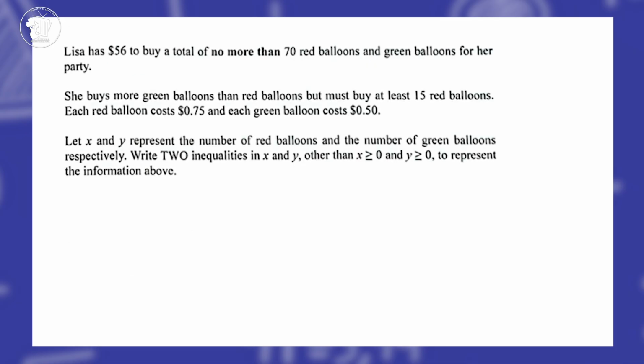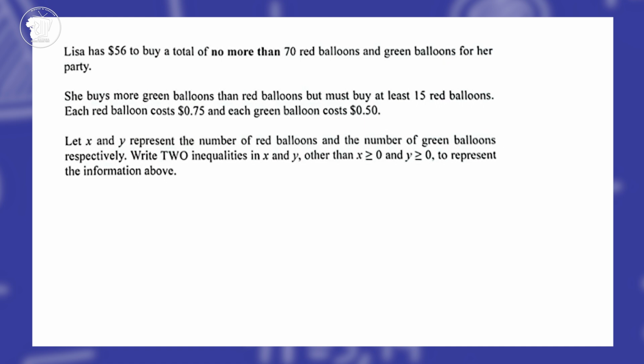So the next question says, Lisa has $56 to buy a total of no more than 70 red balloons and green balloons for her party. She buys more green balloons than red balloons, but she must buy at least 50 red balloons. Each red balloon costs $0.75 and each green balloon costs $0.50. Let x and y represent the number of red balloons and the number of green balloons respectively. Write two inequalities in x and y, other than x is greater than or equal to 0 and y is greater than or equal to 0, to represent the information above.